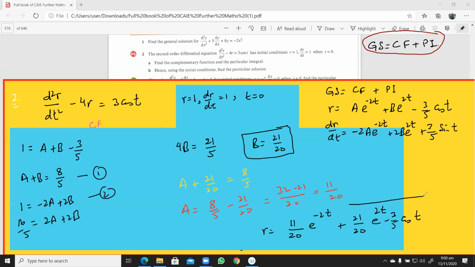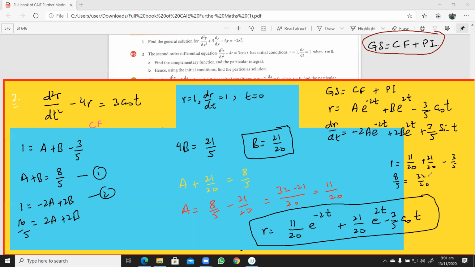The answer at the back is not correct, because you can check whether your answers are correct by putting these values in, and there should be consistency. If I put r equal to 1 and t equal to 0, I have 11 over 20 plus 21 over 20 minus 3 over 5. I can take this 3 over 5 to the other side, so I have 8 over 5, that is 32 over 20. So this is an identity, which shows consistency. So this is the right answer. The answer at the back is really weird.